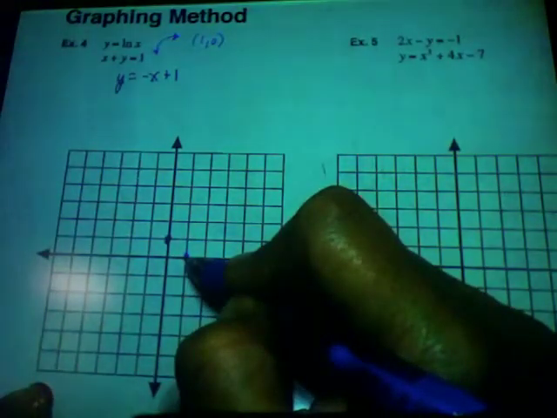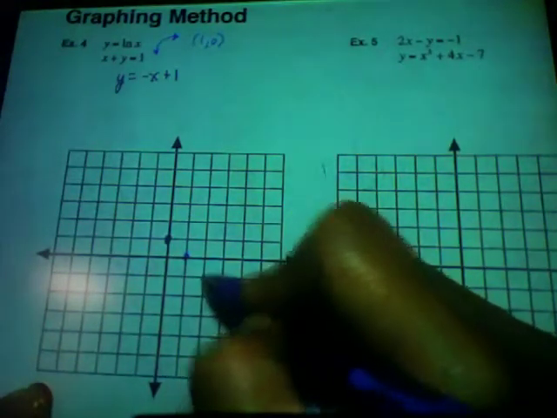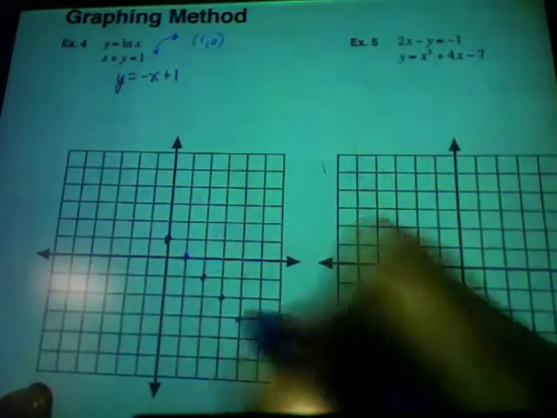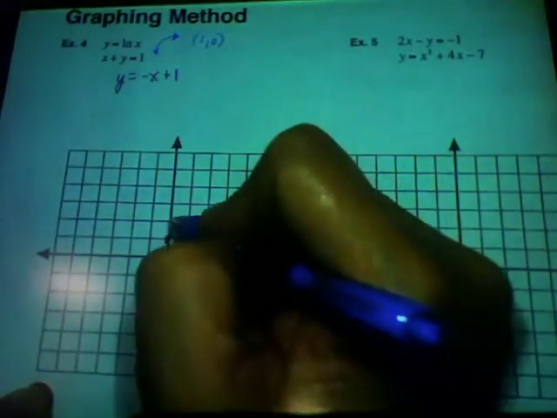Don't they intersect there? Down 1 to the right 1. Down 1 to the right. Fill in the whole graph as far as you can go.